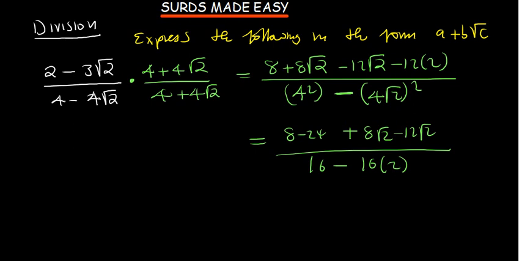Okay, so what basically we are saying is this 12 times 2, that gave us a 24. Negative 24 is the one that you're able to see here. So I brought it near 8 because they're going to be like terms. They don't have a root, both of them. And then this 8 root 2 is the one I've put here. Negative 12 root 2, that's the one I've put here because they are like terms also.